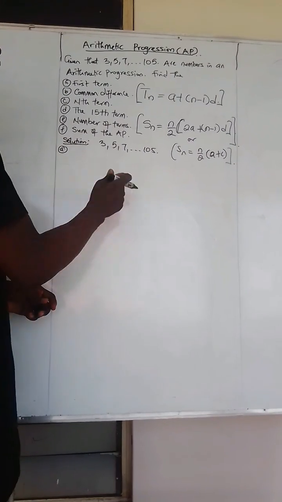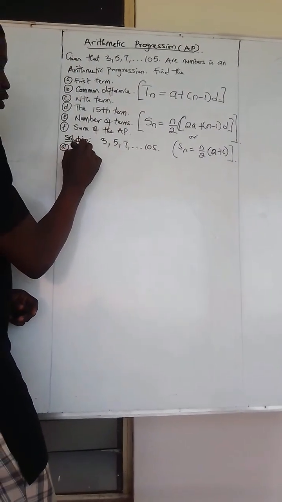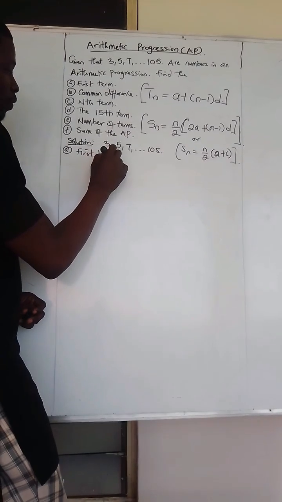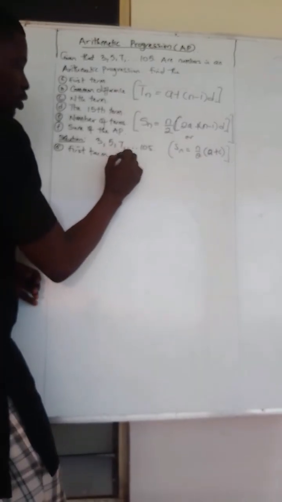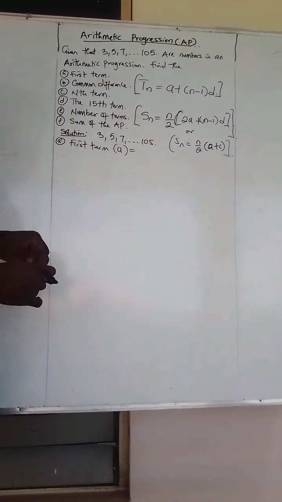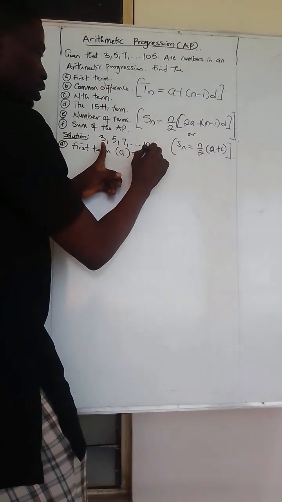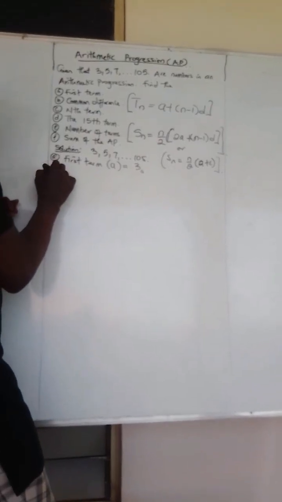So let's start. Now, they've given us the numbers. The first one is what we call the first term. The first term is also known as the first number. It is given as the symbol a. So the first term here is the first number, which is 3, and that's our answer. We move on to the next one.